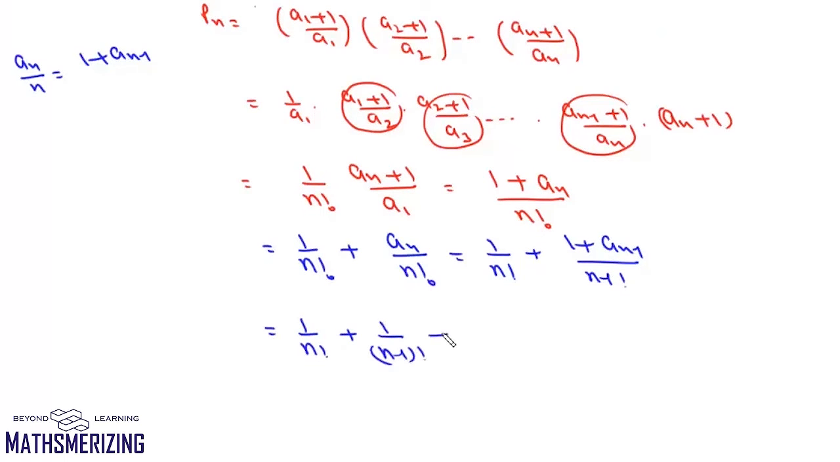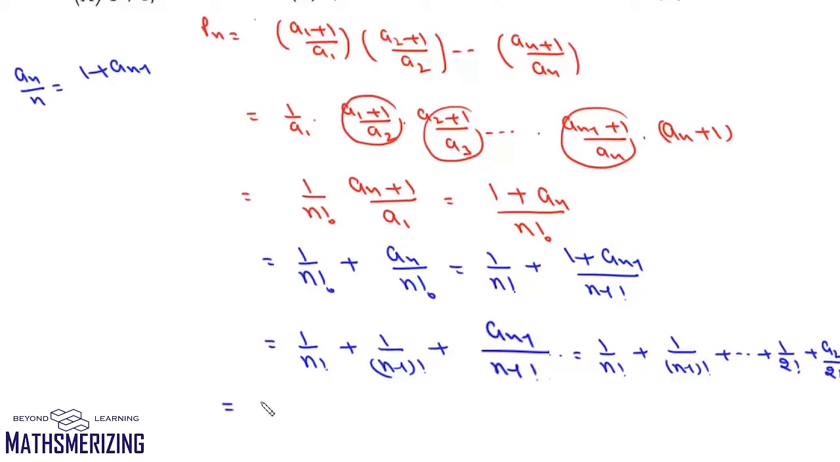Now if we continue in the same fashion, in the end we'll get 1/factorial n plus 1/factorial (n-1) plus a2/factorial 2. We can also write this as 1/factorial n plus 1/factorial (n-1) up to 1/factorial 2 plus, now a2/2 is 1 + a1, and a1 is 1. So it will be 1 + 1/1. So that's your Pn.